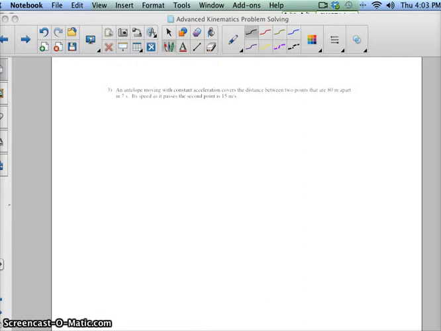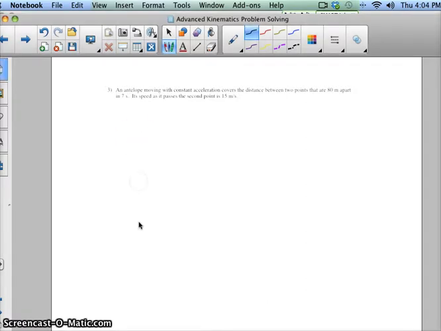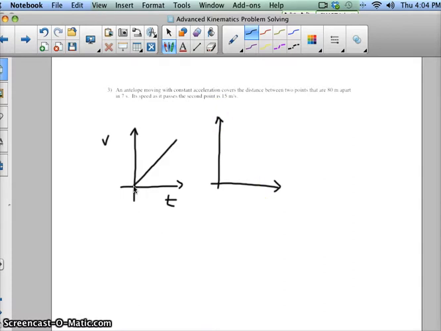So I think this is screaming for a velocity graph. So let me start there with a velocity time graph. And the hard thing about this problem is people don't realize that it doesn't say anything about the initial velocity. So we don't know what the antelope's initial velocity is. I guess it could be 0, right? So it could be this. It could be some positive velocity.